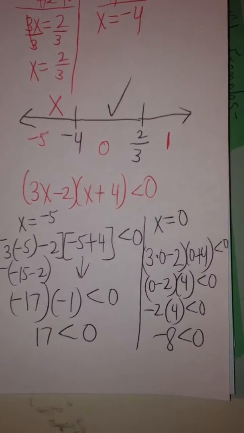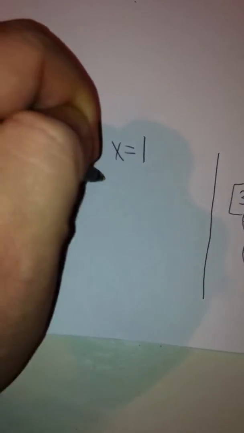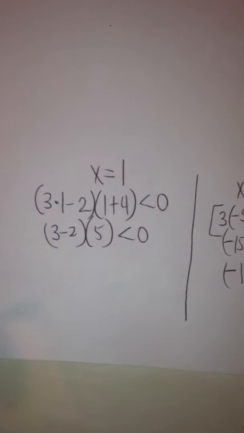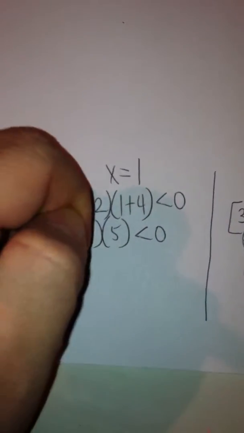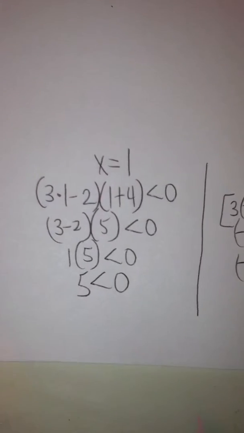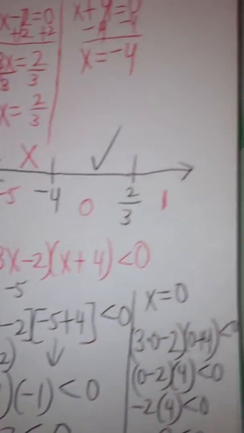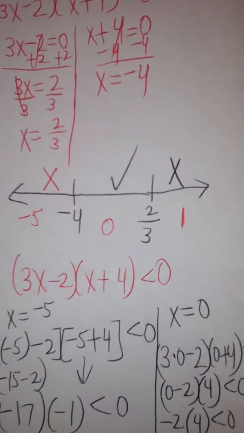The last test point, we need to test everything greater than 2/3. So let's pick x equal to 1. And plug this into the factored inequality. So we have 3 minus 2 times 5. And you could already probably tell what our verdict is here. Five is definitely not less than 0, so this is false. And that means that everything greater than 2/3 will not work, or is not part of our solution. So we can mark that accordingly.